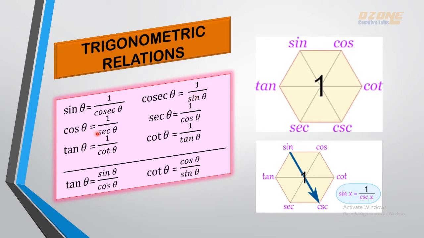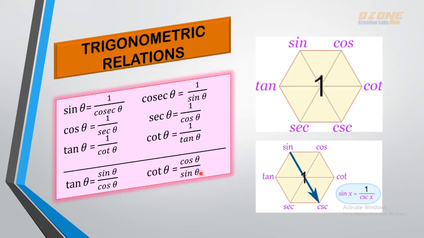Cos and sec are reciprocals, so cos theta equal to 1 by sec theta, and sec theta equal to 1 by cos theta. Tan and cot are reciprocals, so tan theta equal to 1 by cot theta, and cot theta equal to 1 by tan theta. We can also write one more relationship, that is tan theta can be written in the form of sine and cos. So tan theta is equal to sine theta by cos theta, and since cot is the reciprocal of tan, cot theta equal to cos theta by sine theta.